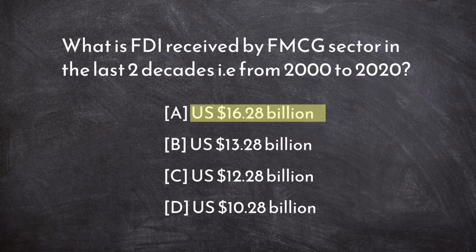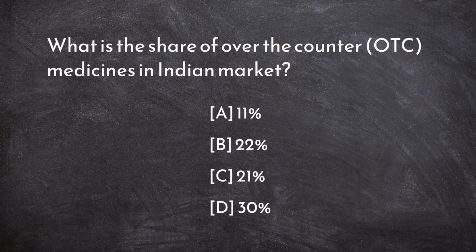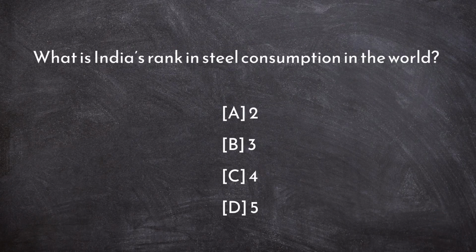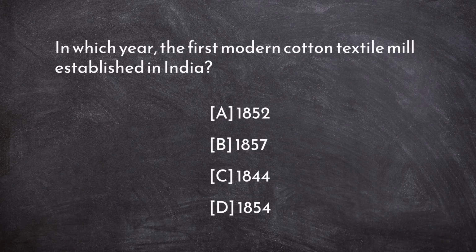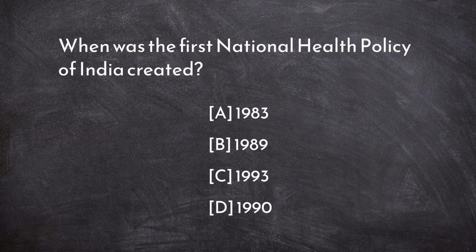US $16.28 billion. What is the share of over-the-counter medicines in Indian market? 21%. What is India's rank in steel consumption in the world? Third. In which year the first modern cotton textile mill established in India? (1854). When was the first national health policy of India created?